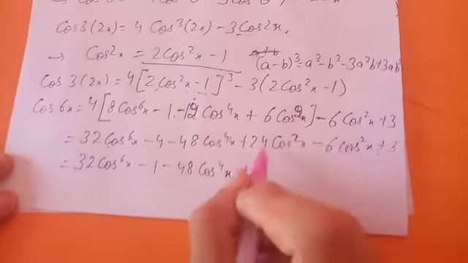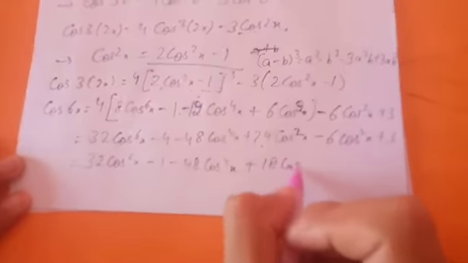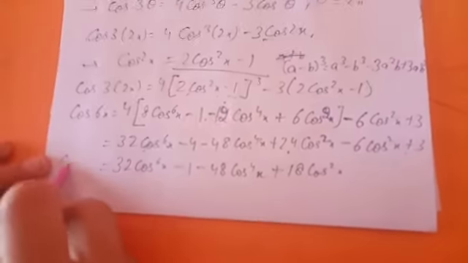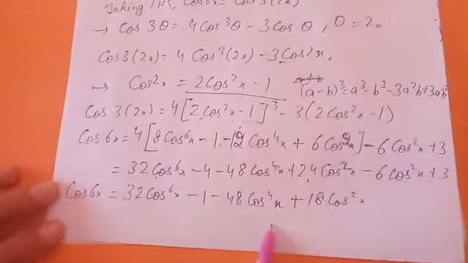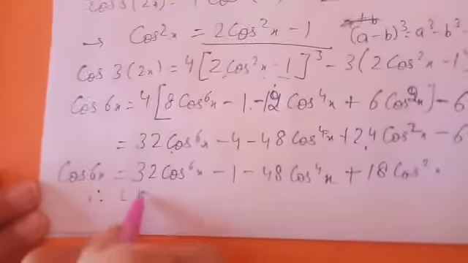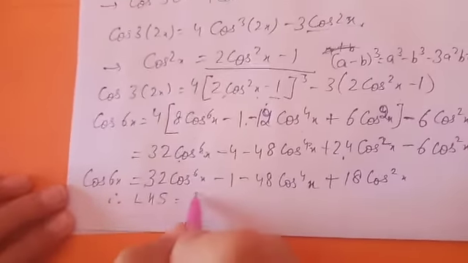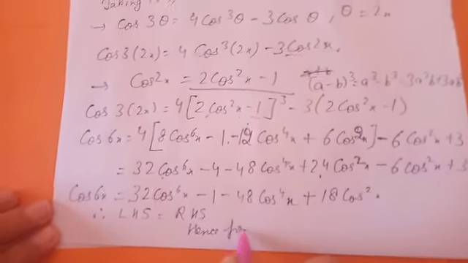Now plus 24 cos square x minus 6 cos square x is 18 cos square x, so cos 6x becomes this. Now you can see that this is only our right hand side, therefore left hand side is equal to right hand side, hence proved.